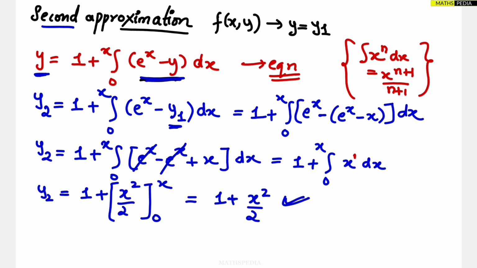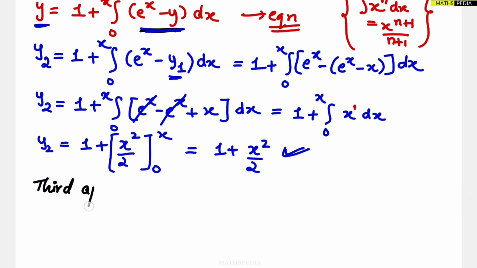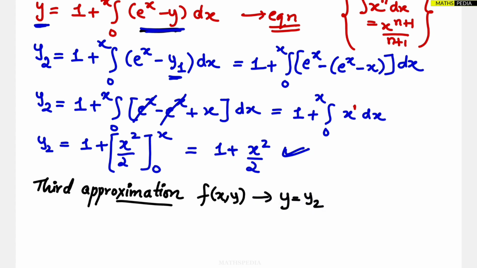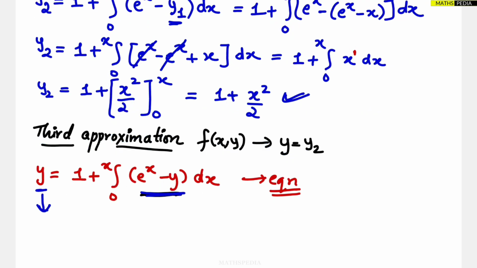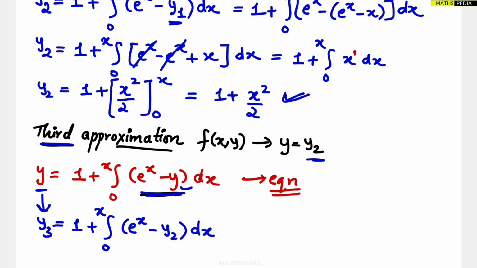Let us go for the third approximation. In third approximation, remember function of x and y inside the integral part, with dx. There you have to substitute y as what? y2. So in place of y, we are going to write y3 since we are going to find out the third approximation. So y3 equal to 1 plus integration of 0 to x e power x minus, in place of y I am going to substitute y2, the previous one. This you have to substitute here.